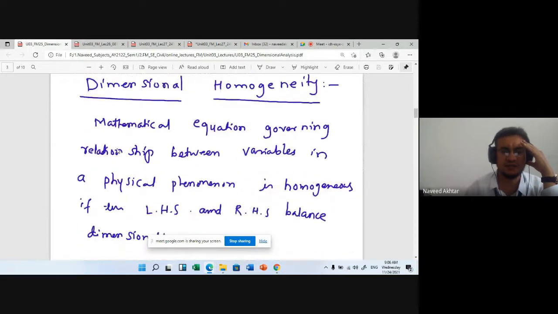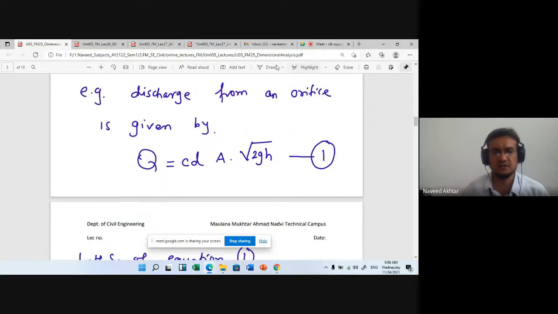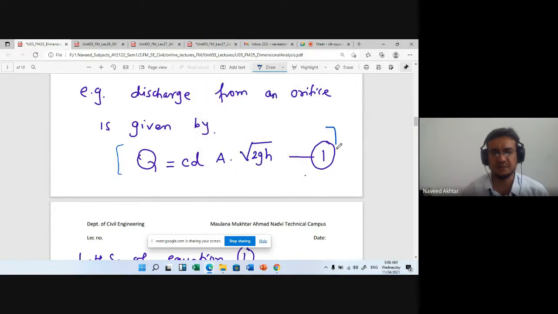And we have also seen the dimensional homogeneity. What is the dimensional homogeneity? A mathematical equation governing the relationship between the variables in a physical phenomenon is homogeneous if the left-hand side and right-hand side of the equation balance in dimension. If you see this equation, we have seen the discharge equation of an orifice. In that case, if the dimensions of the left-hand side and right-hand side match, then we will say that the equation is dimensionally homogeneous.